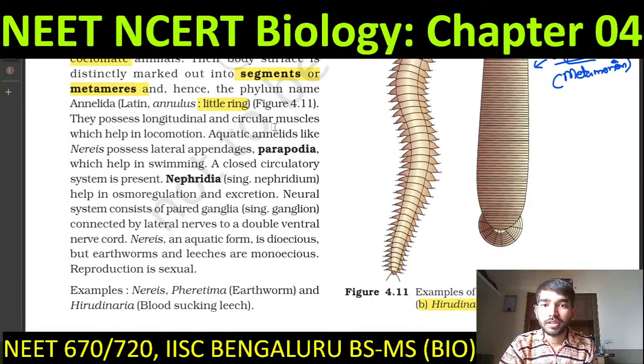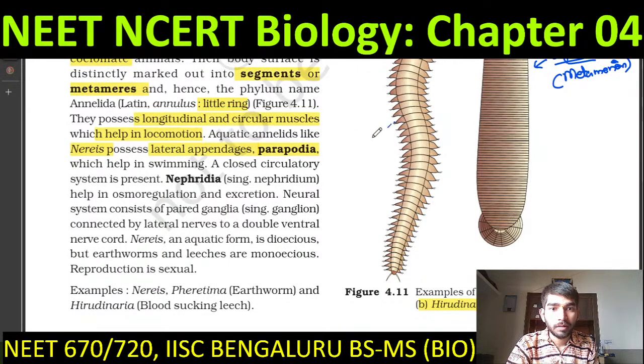They possess longitudinal and circular muscles. This is important. So what kind of muscles are seen? So longitudinal and circular muscles help in locomotion. Aquatic annelids, for example Nereis, possess lateral appendages which are called parapodia. So here you can see these lateral appendages, parapodia. Para meaning on the sides and podia meaning feet. Parapodia, lateral appendages. Lateral feet you can say, or appendages. Whatever is easy for you to remember.